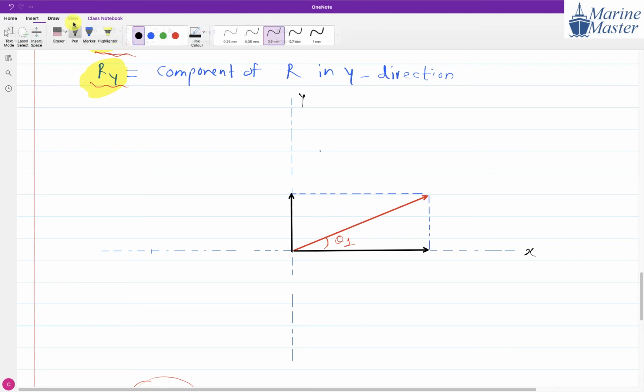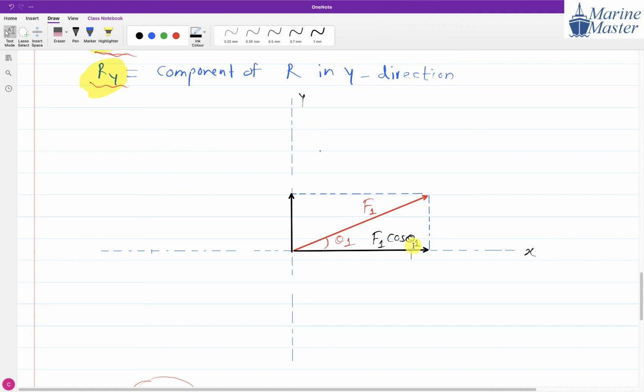Component of F1. In this way, what did we get? We got a component of F1. Now this component will become what? It is adjacent, with respect to theta. So this will become F1 cos theta 1. Any doubt in this discussion?